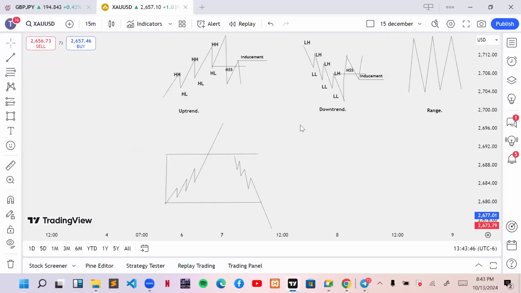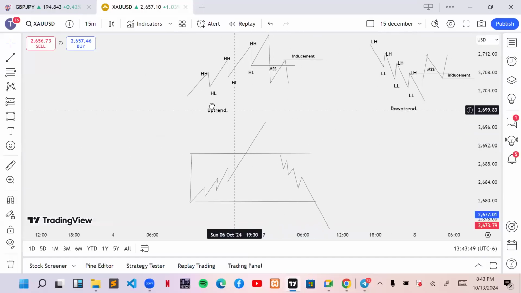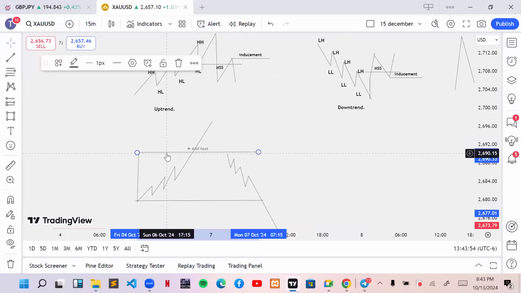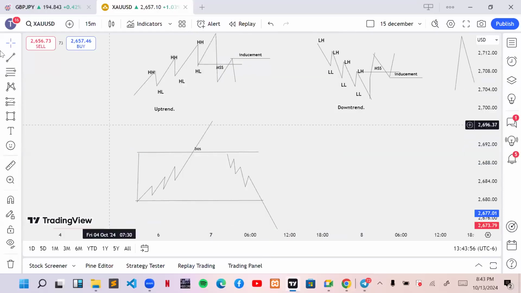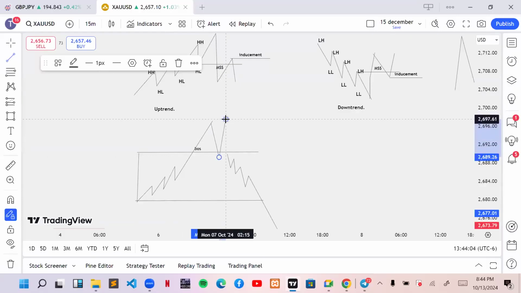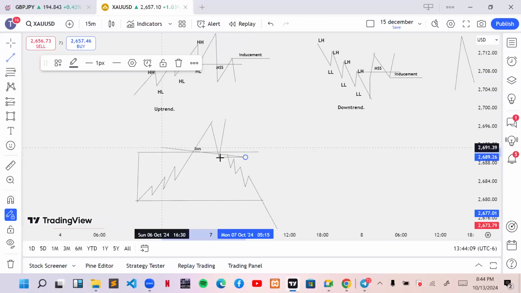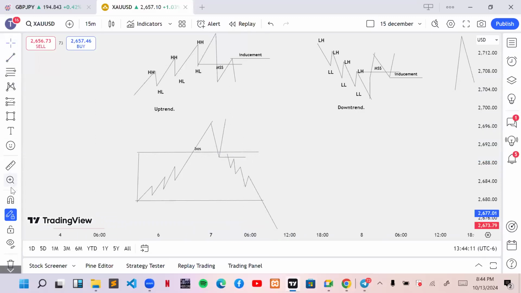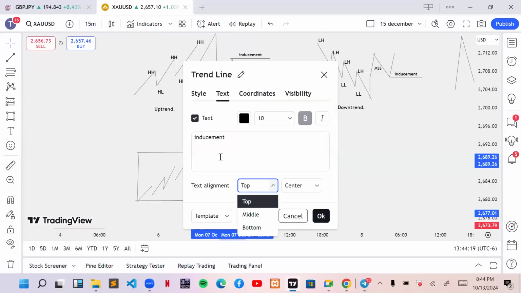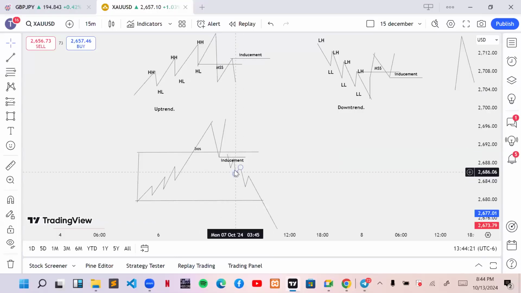Let me also mark out the inducement for your break of structure. But this one is for the market structure shift. Here is for break of structure. So this should be your inducement. The market makes a first pullback, then continues going in that direction and shifts the structure. So this is your inducement right here. So this is your inducement.